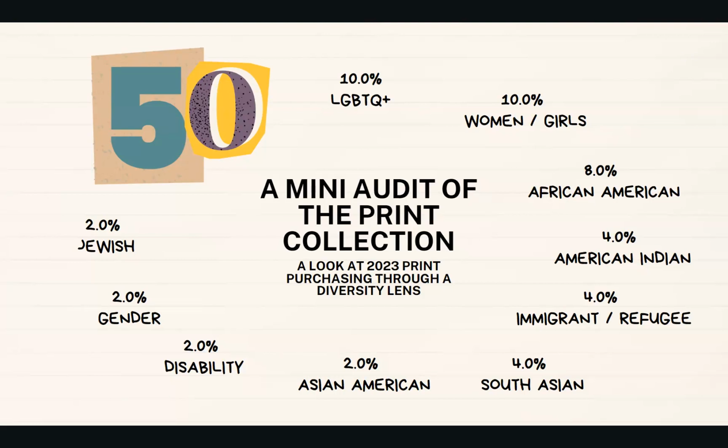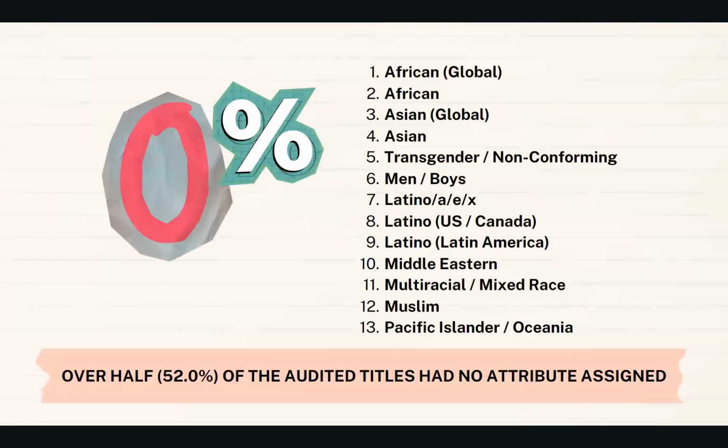So after looking at these titles, you can take a look at the slide to see a breakdown by percentage of the cultural experiences I was able to identify in the sample. Even though this is just a sample of the collection, it is worth noting that over half of those 50 audited titles, 52%, had no attribute assigned, meaning that I did not identify any diverse cultural experience represented in that title. We're also missing the 13 cultural experiences listed on this slide in terms of the sample that I'm discussing here.